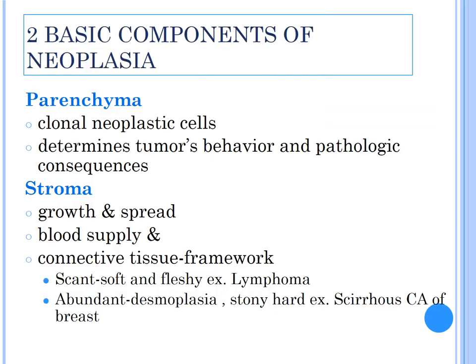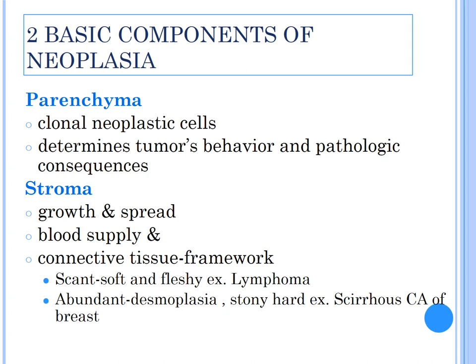Alright, there are two components of neoplasia. You also know that in histology, there are two components of the tissue. The parenchymal cells, and the parenchymal cells do not just float around there. They are limited by a stroma or a support. Now, these clonal neoplastic cells are the parenchymal cells, and it is based on these cells that you will find how the tumor is going to behave, how the tumor is going to have consequences, or the outcome of the tumor. It depends on the parenchymal cells.